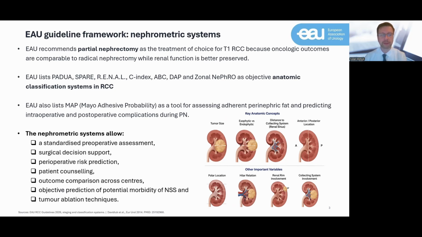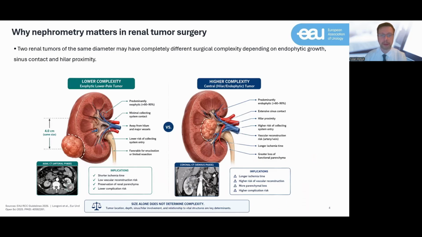The nephrometric systems allow a standardized perioperative assessment, surgical decision support, perioperative risk prediction, patient counseling, outcome comparison across centers, objective prediction of potential morbidity of NSS, and tumor ablation techniques. Why does nephrometry actually matter in renal tumor strategy? The main message is simple. Size alone is not enough.